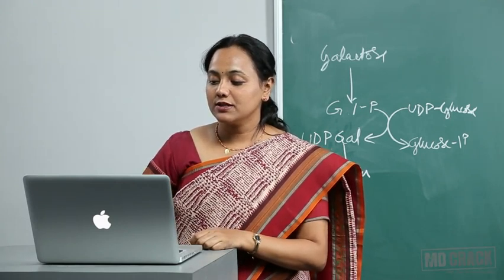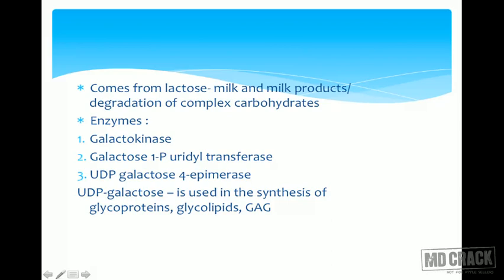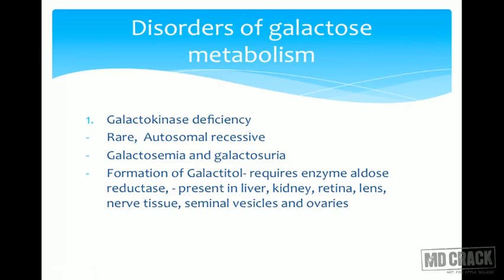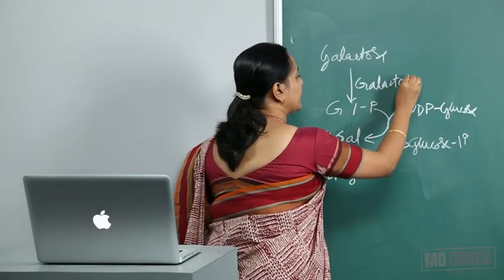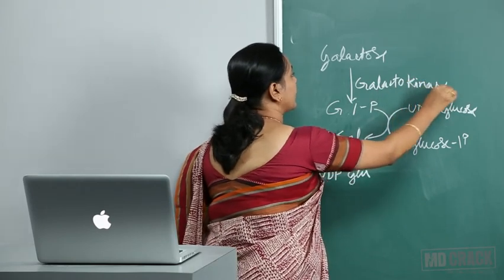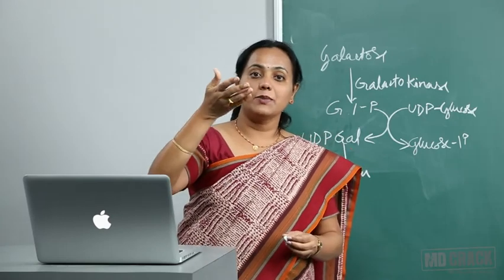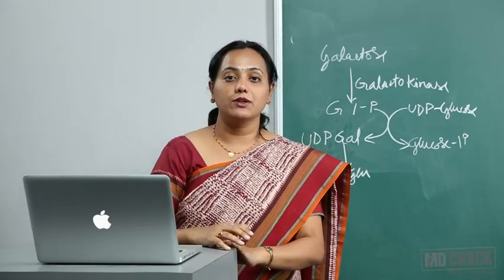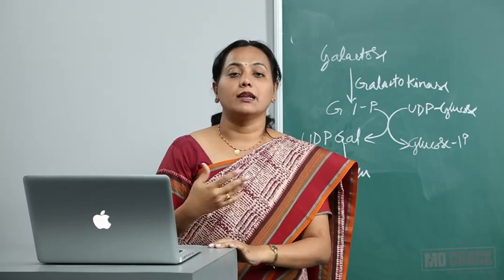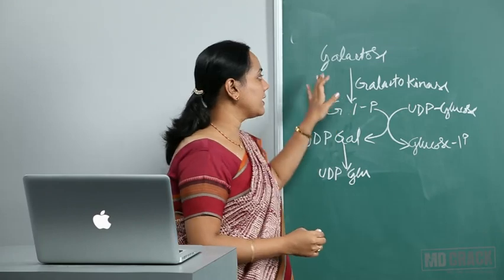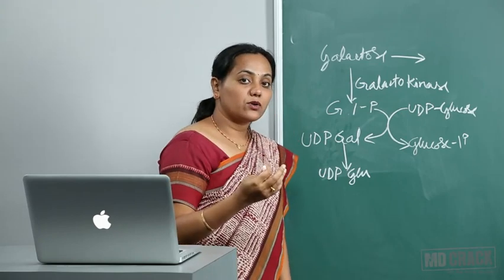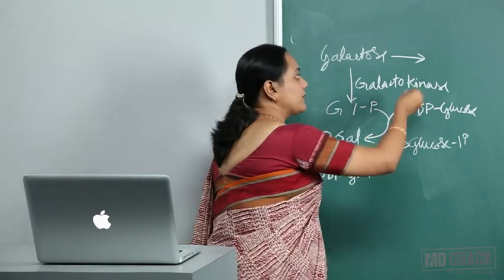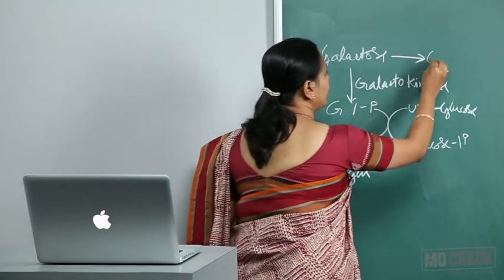As I said, UDP galactose is used in the synthesis of glycoproteins, glycolipids, glycosaminoglycans. So which are the disorders? The first disorder could be galactokinase deficiency, galactose to galactose 1-phosphate. What will happen if galactose accumulates? This can increase in the blood, and galactose is excreted out into the urine. What do you call it? Galactosemia, galactosuria. One more thing that can happen is that galactose can be converted by the alcohol pathway. Just like fructose was converted into sorbitol, galactose can be converted into galactitol. We call it galactitol.